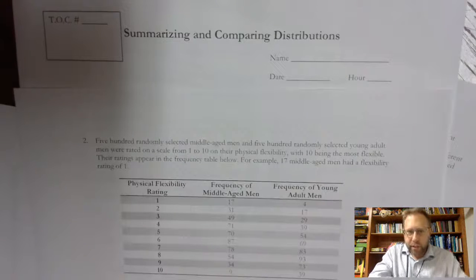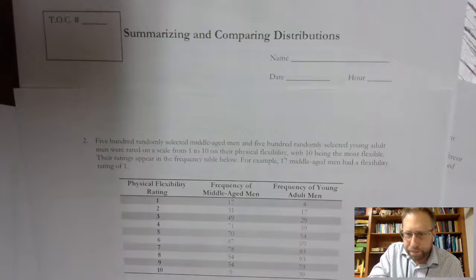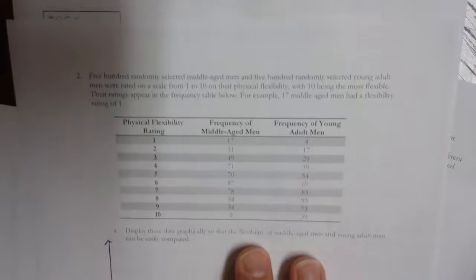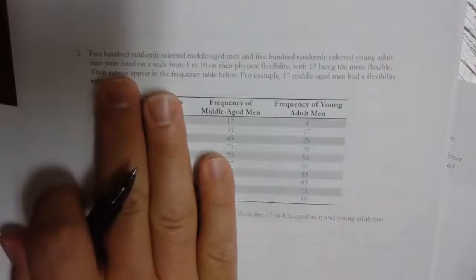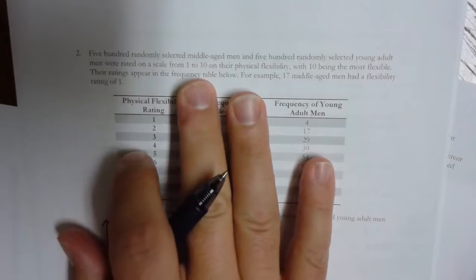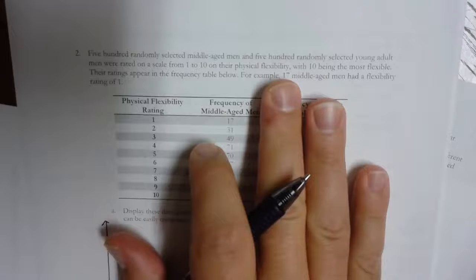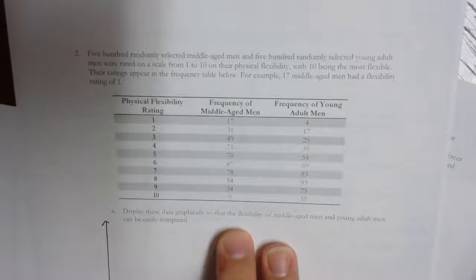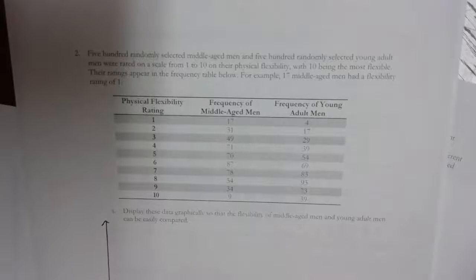This particular task is about flexibility ratings. 500 randomly selected middle-aged men and 500 randomly selected young adult men were rated on a scale from 1 to 10 on their physical flexibility, with 10 being the most flexible. Their ratings appear in the frequency table below. For example, 17 middle-aged men had a flexibility rating of 1. So that's just giving you info on how to read it.